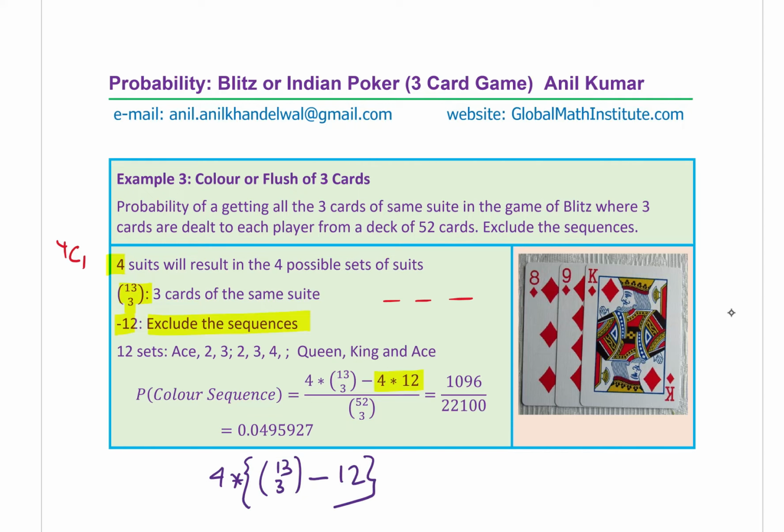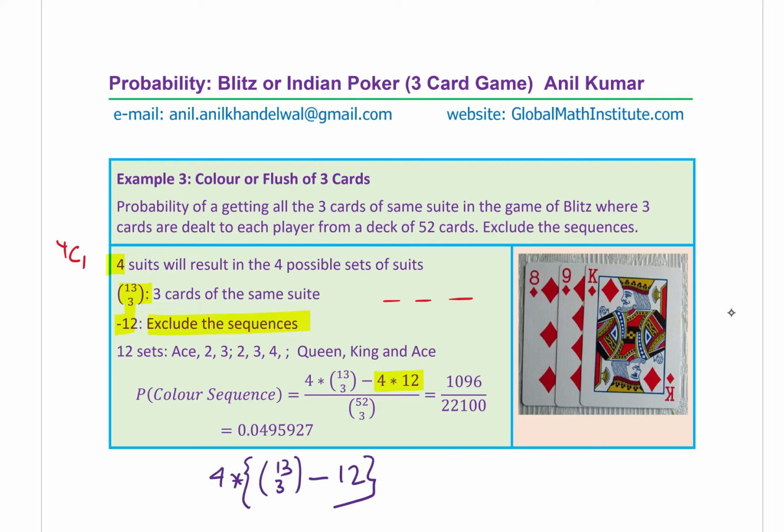So considering the cards themselves, you can choose all combinations of 13C3, right? But from those, take away the ones which form a sequence, correct? Which is 12 of them. And then, since these are 4 different suits, multiply by 4. So that is how we are going to do it.